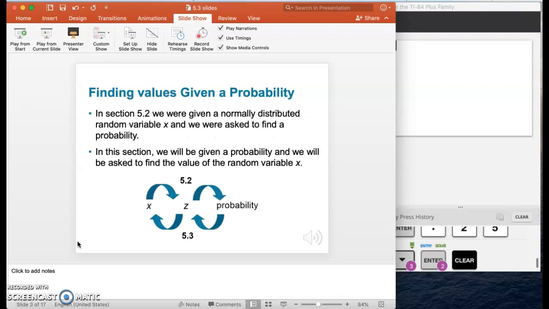In section 5.2, we were given a normally distributed random variable x, and we were asked to find a probability. In this section, we will be given a probability, and we will be asked to find the value of the random variable x. So we're going in the reverse.